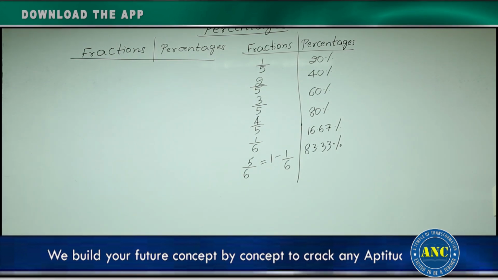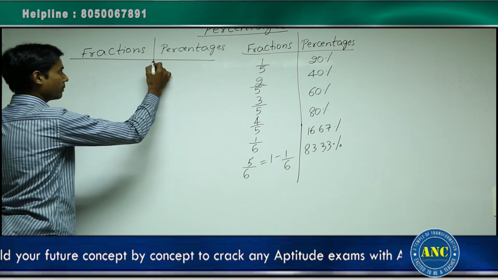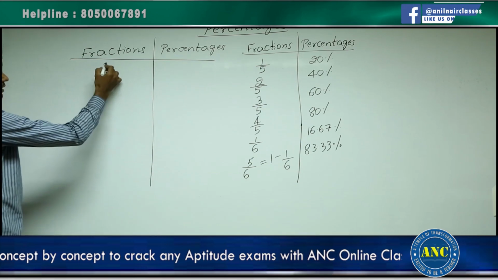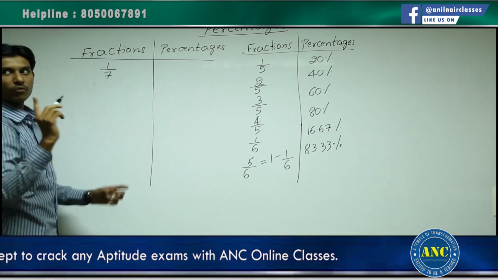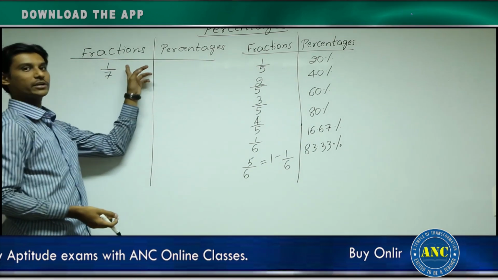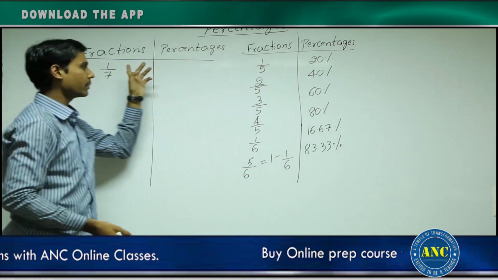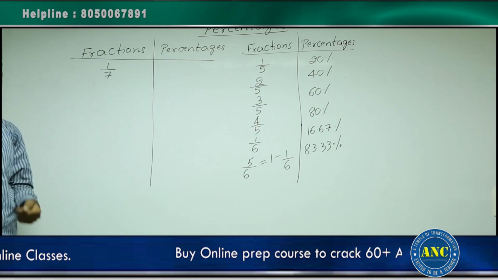Clear, right? Next, 1 by 7. See here, 1 by 7. One way of getting 1 by 7 is, as I already told you, you need to know 1 by something values. Do 100 by 7 and you will get the value. That is one way of solving.